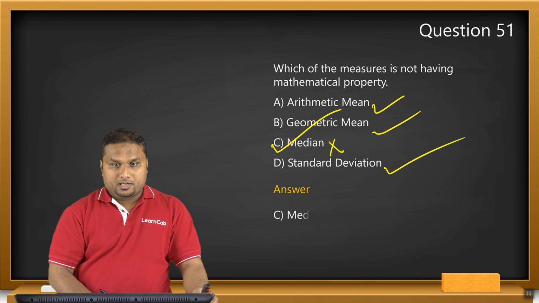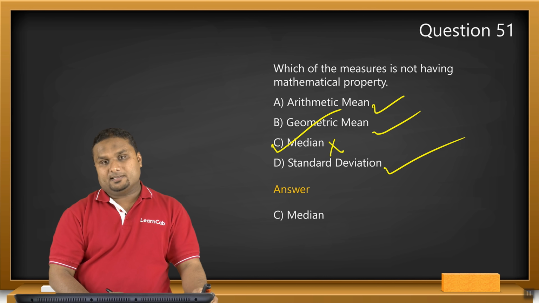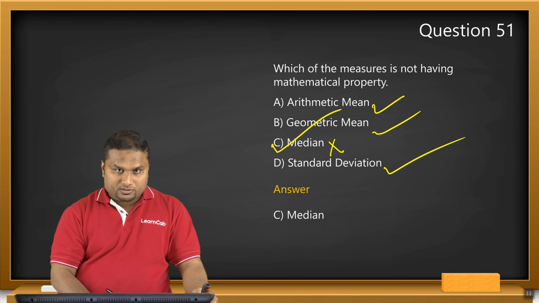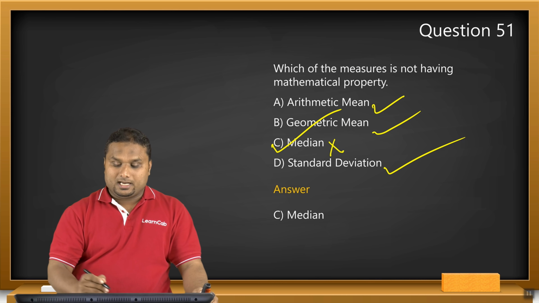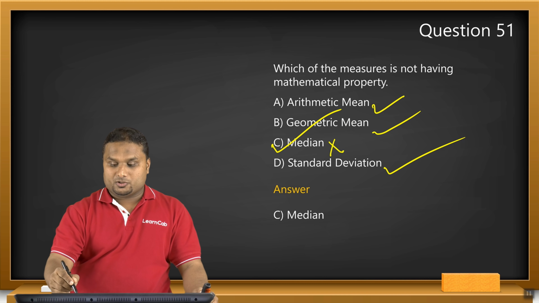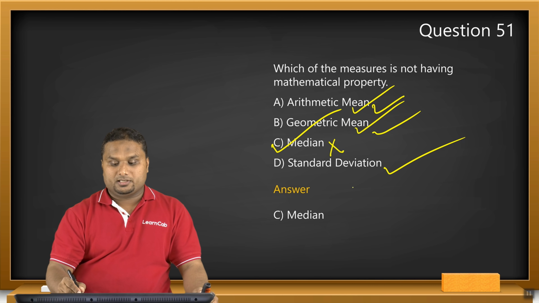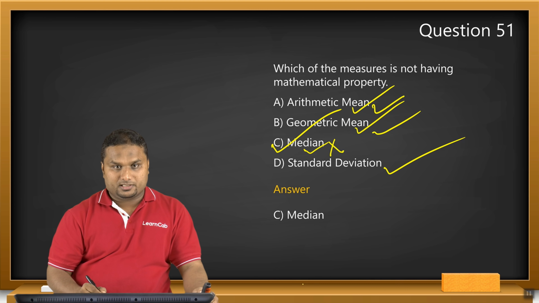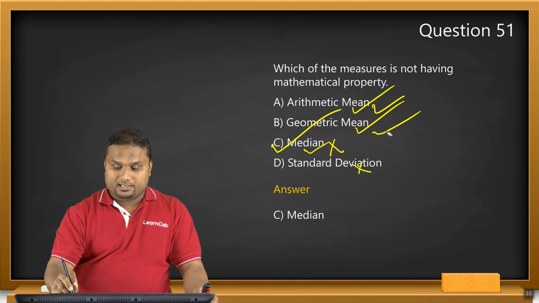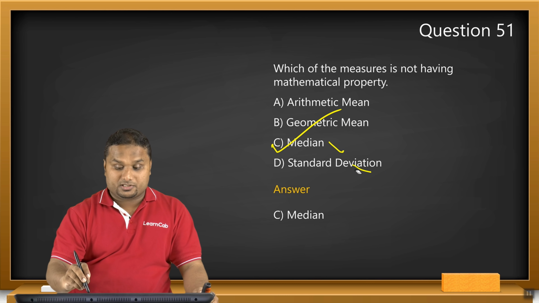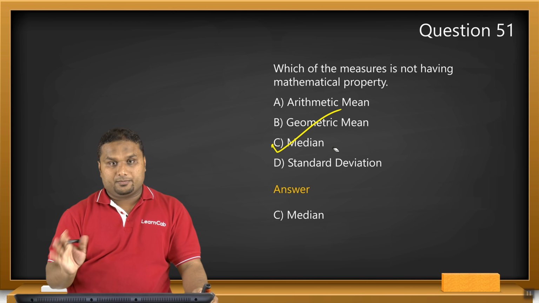So, the answer is median. Here there is one confusing factor. Suppose a student doesn't know this rule, he is thinking that arithmetic mean is a measure of central tendency, geometric mean is also a measure of central tendency, median is again another measure of central tendency, but standard deviation is not a measure of central tendency. So, he may go for standard deviation, but that is incorrect. The correct answer is median. AM has mathematical property, GM has it, standard deviation has it.